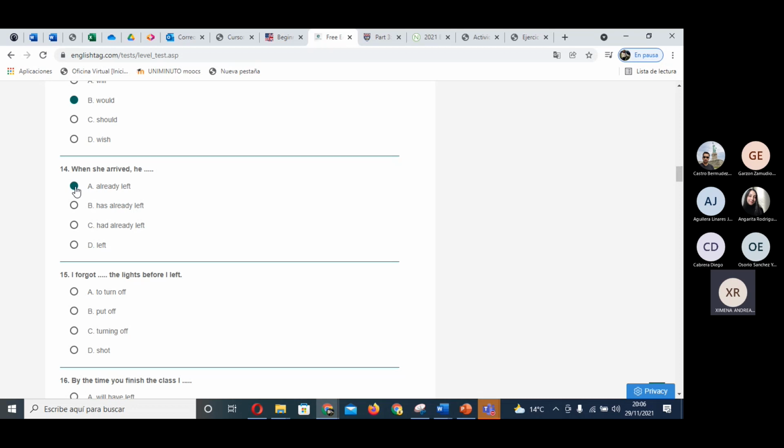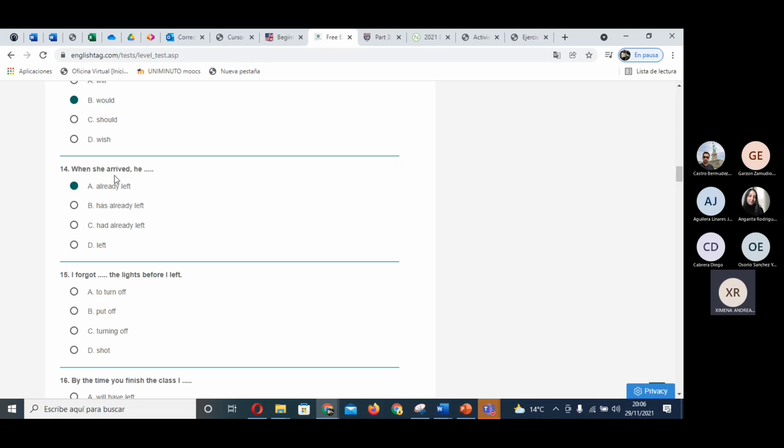¿Están de acuerdo? ¿O hay alguna pregunta, una respuesta diferente de pronto? B, has already left. Ok, has already left. ¿Y alguien más con otra distinta o...?